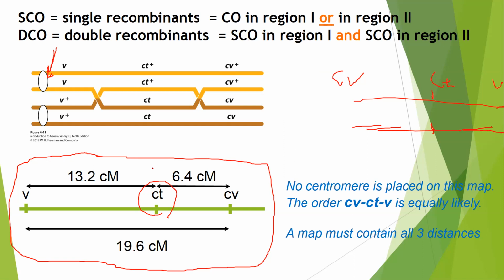Because the crossover is not a free lunch. It costs energy. So that's why it's a rare situation. That's why in the majority of the progeny, you're going to see the parental type. Only in a small portion of the progeny will show the non-parental type. So this is the major difference between today and the previous.